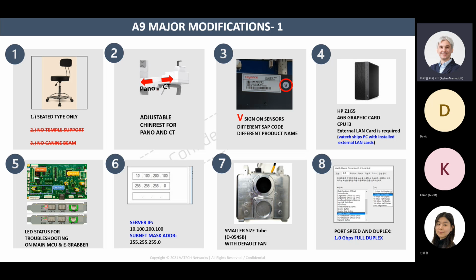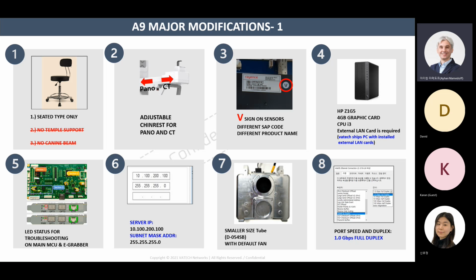And the chair has some specifications that will be available in the technical manual, in the technical documentations that you will get along with the product. As it is the seated type, you don't need the temple support and you don't need the canine beam, because those are for positioning purposes in case the patient is standing. So the first one is, this device is seated type only, all right?